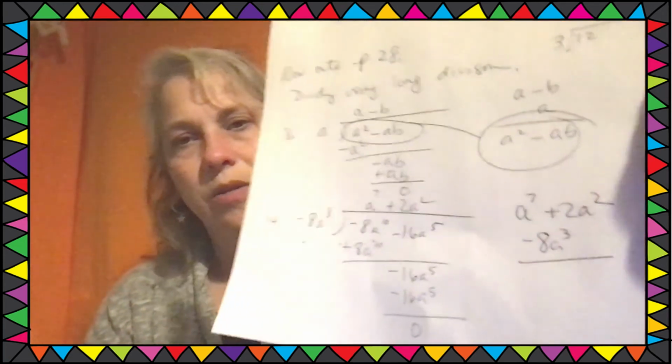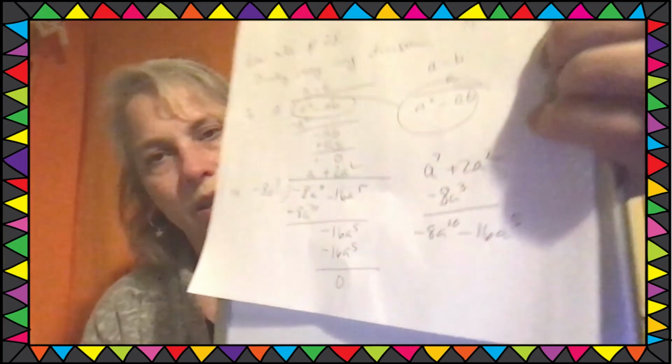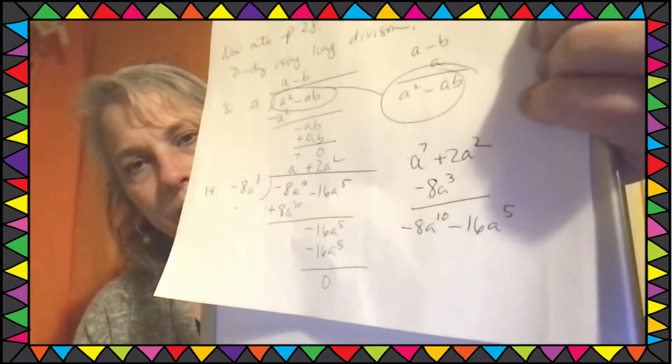So how do I check it? I go a to the 7th plus 2a squared times negative 8a cubed. Okay, so that's what I have to check. So negative 8 times that is negative 8a to the 10th minus 16a to the 5th. And that should be the same as my dividend.